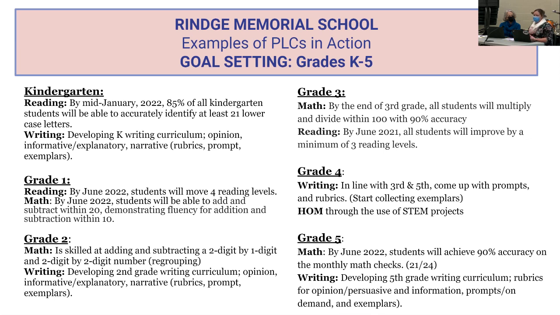So we had some really good conversations about being objective when looking at student work. In grade 1, they were talking about reading levels, reading growth, and math, one of those non-negotiables for fluency with addition and subtraction. Grade 2, again, was more about regrouping, some of those non-negotiable skills that second graders should have, and then another writing goal.